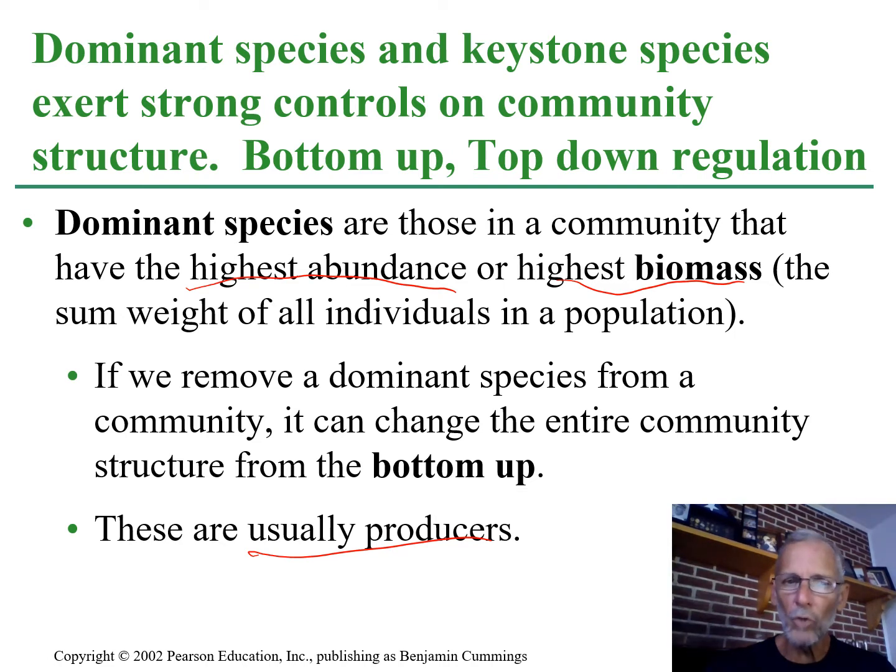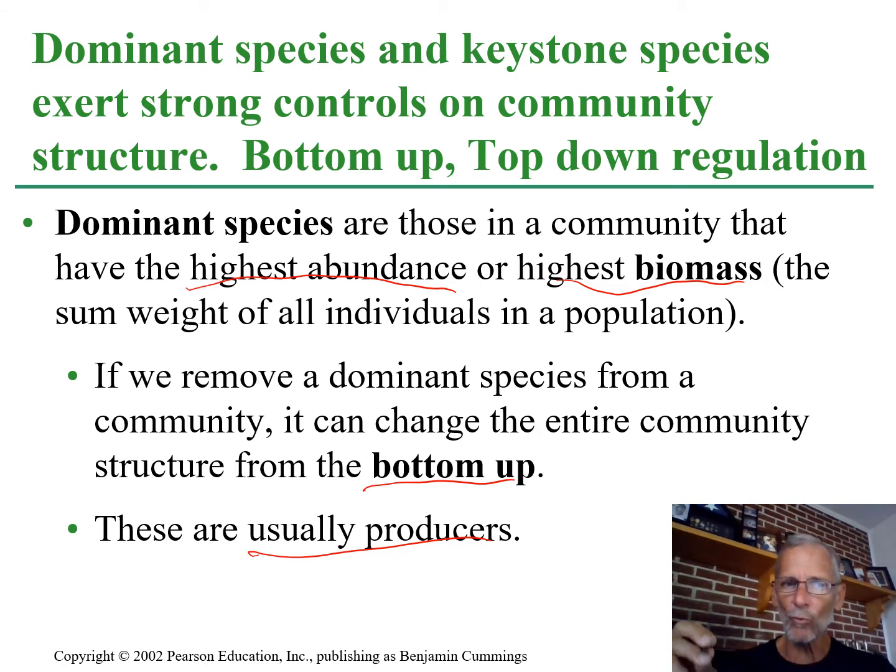If they're removed or their numbers are dropped tremendously, this ecosystem has a problem because, again, it's the bottom of the food chain. And if you take the bottom out, the top collapses. This kind of change, for that reason, is called bottom-up regulation.